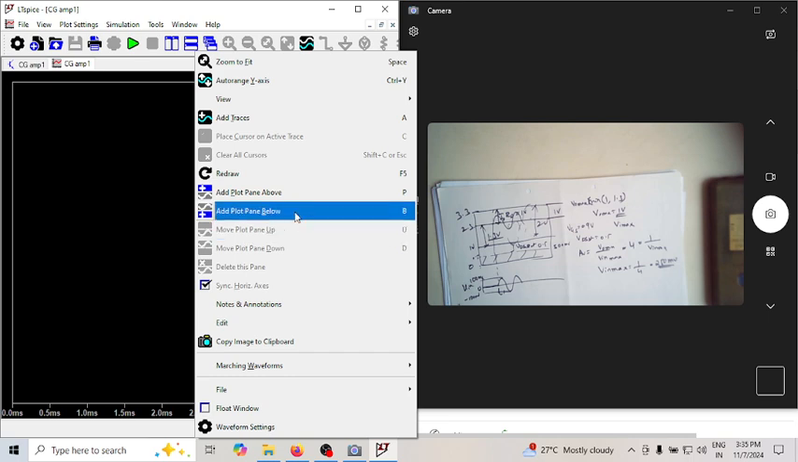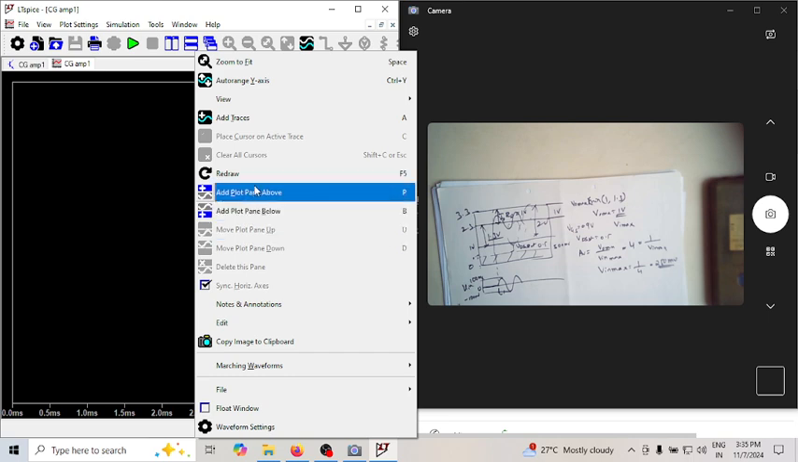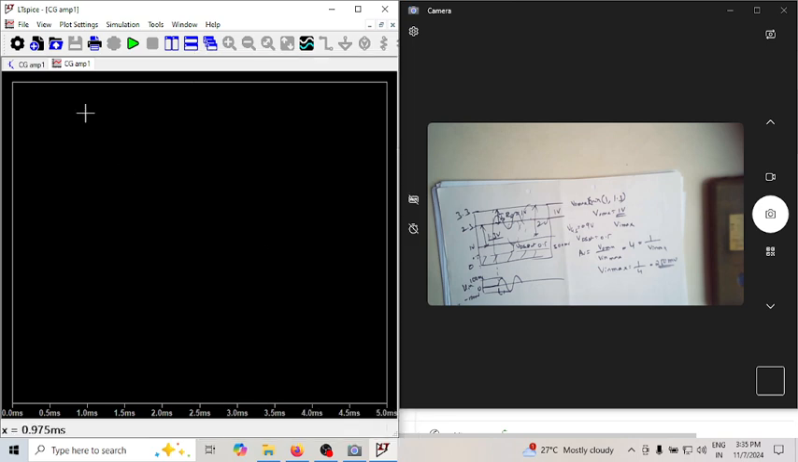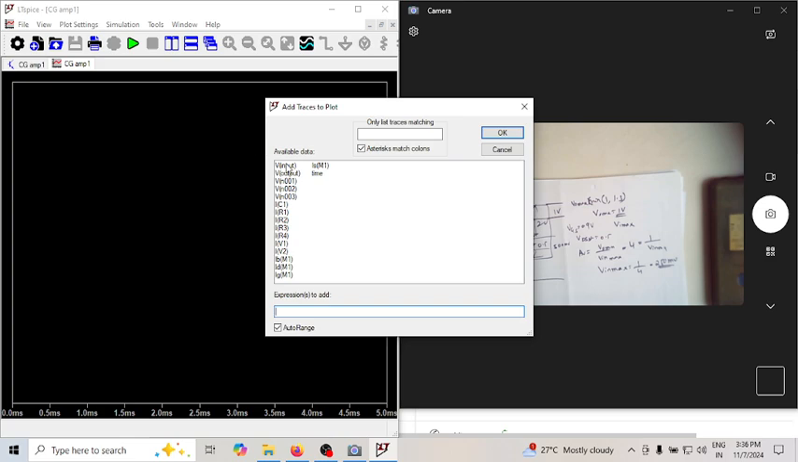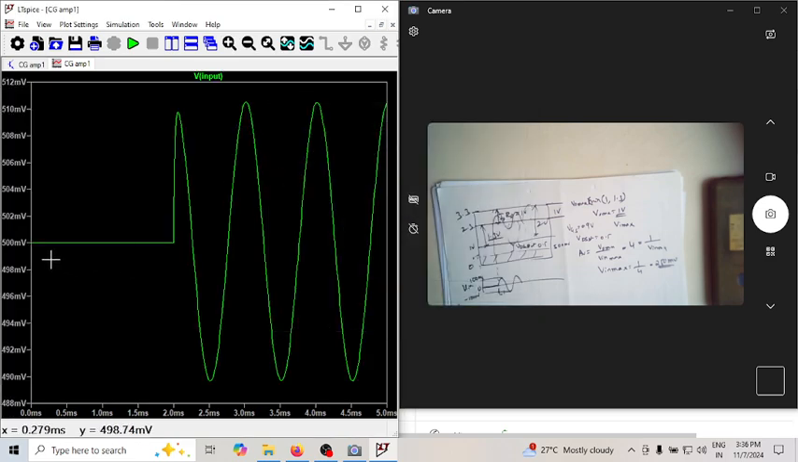So let me have it on a single pane. What all things I have to add traces. One is the input. You can see this is input. Of course, now input is okay. Let me name the input over here. So you can see a shift of 500 millivolt because I'm observing the input waveform after the capacitor.